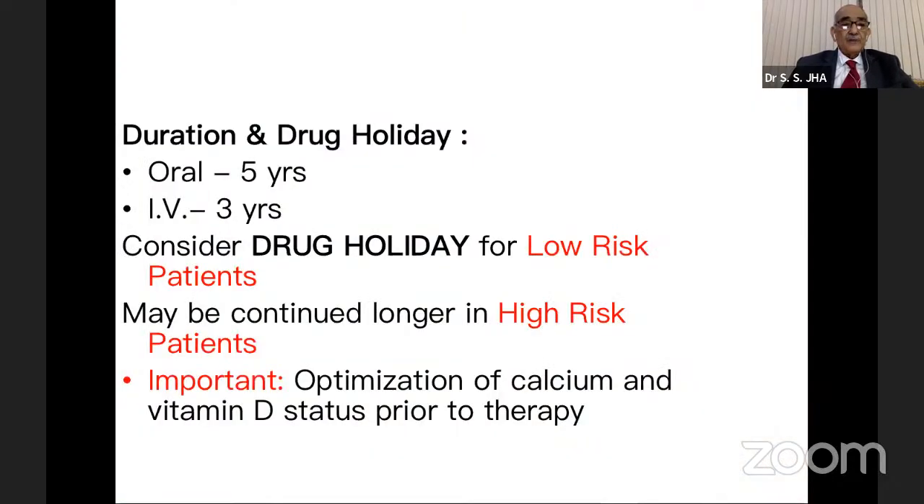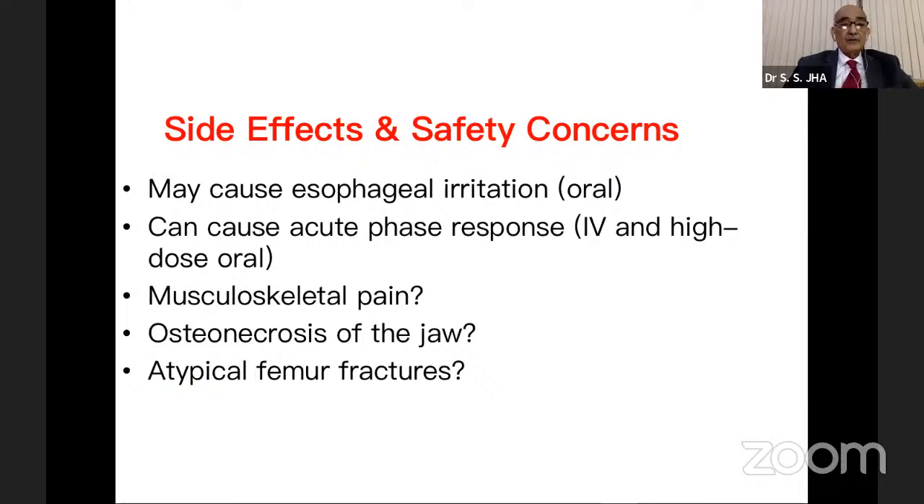Now, duration of therapy, all of us know, oral is 5 years, which is standard, IV is 3 years, but consider a drug holiday for low-risk patients; it may be continued longer in high-risk patients. I think I have written it wrong. It could be, yes, for a high-risk patient with a higher risk of fracture, you can make your own assessment to continue with it. So what is important? Optimization of calcium and vitamin D before you start the patient on bisphosphonate therapy.